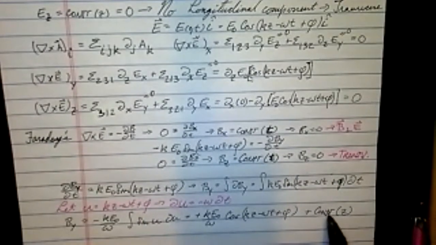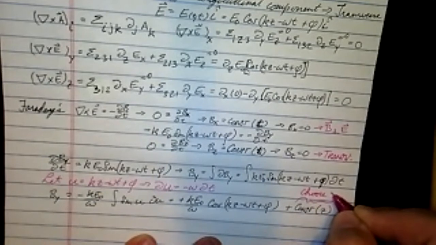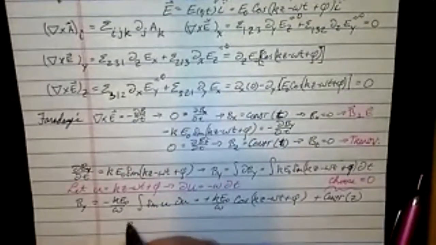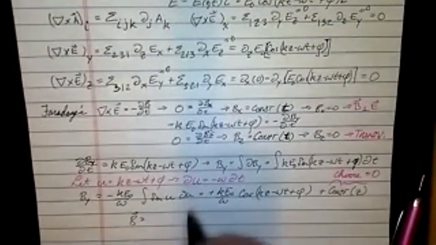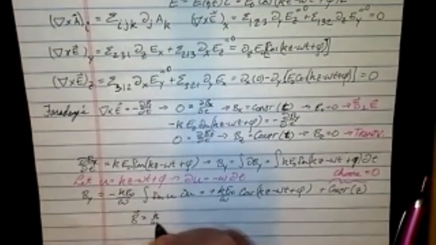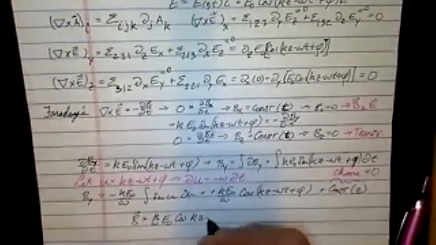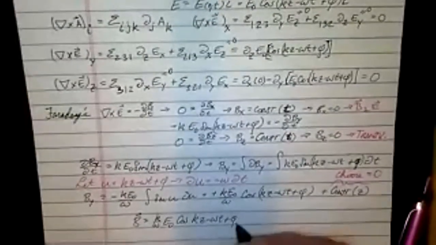Okay, for the same arguments as before, simplicity, and because I don't care about an extra constant term to an electric field, I'm going to choose to make this constant equal to 0. That being said, now I can say that B is equal to, just the y component survives now, K over omega times E0 cosine of kz minus omega t plus phi.